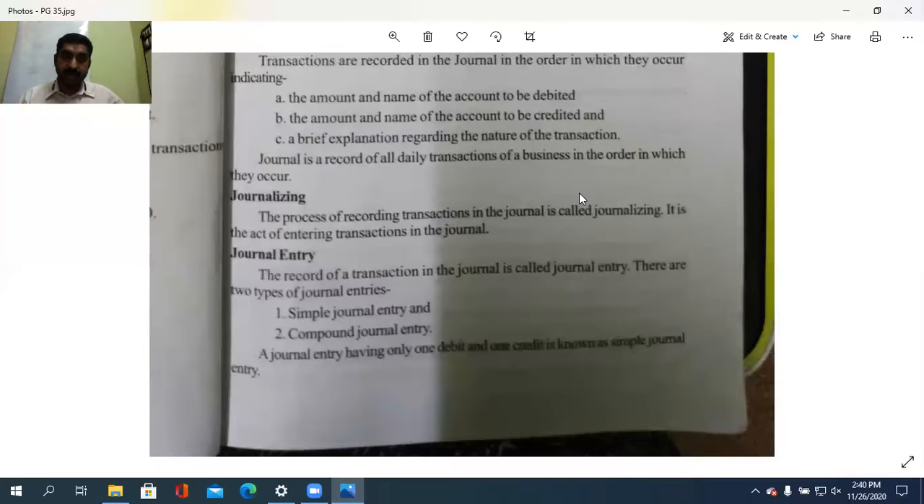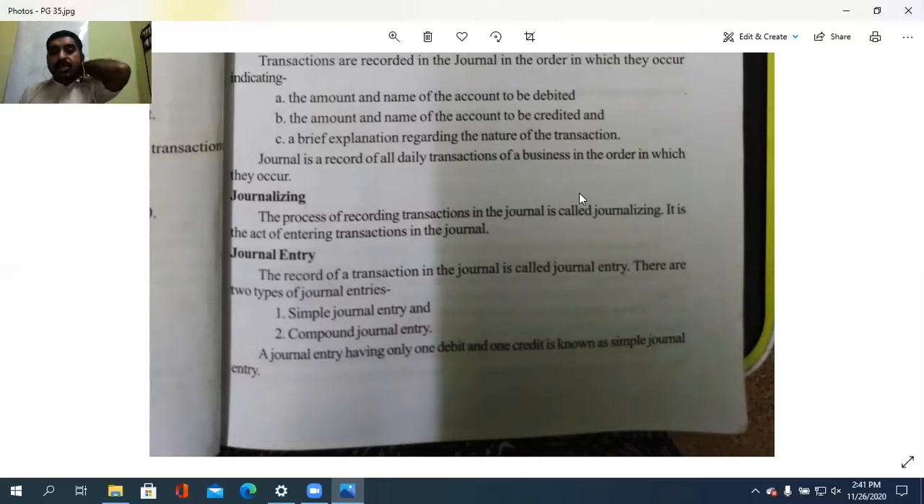Two types of journal entries are there: simple journal entry and compound journal entry. So we need to see what is a simple journal entry and what is a compound journal entry. That in the near classes we will see. Okay. So what is a journal entry? The record of a transaction in the journal is called a journal entry. So that you understood already. Journalizing means the process of recording the transactions in the journal. Then two types of journal entries are there: simple journal entry and compound journal entry.